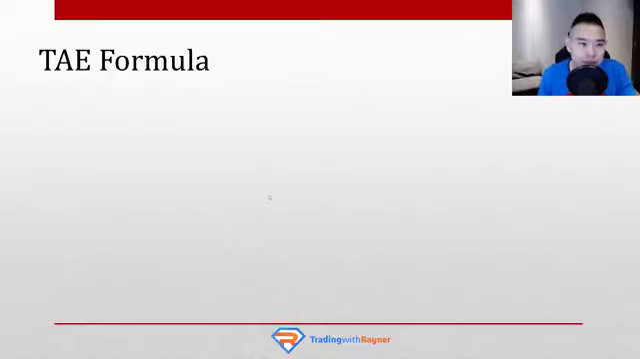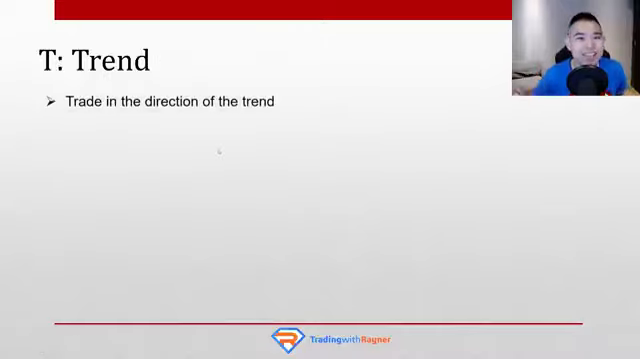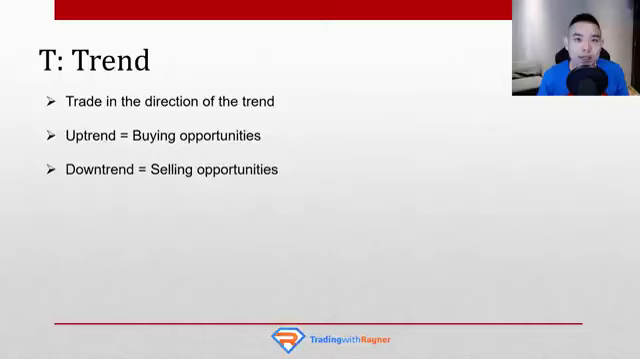So let me explain. T stands for trend, which simply means to trade in the direction of the trend. So if the market is in an uptrend, you only look for buying opportunities. And likewise, if the market is in a downtrend, you only look for selling opportunities. So let me illustrate what I mean by trends.